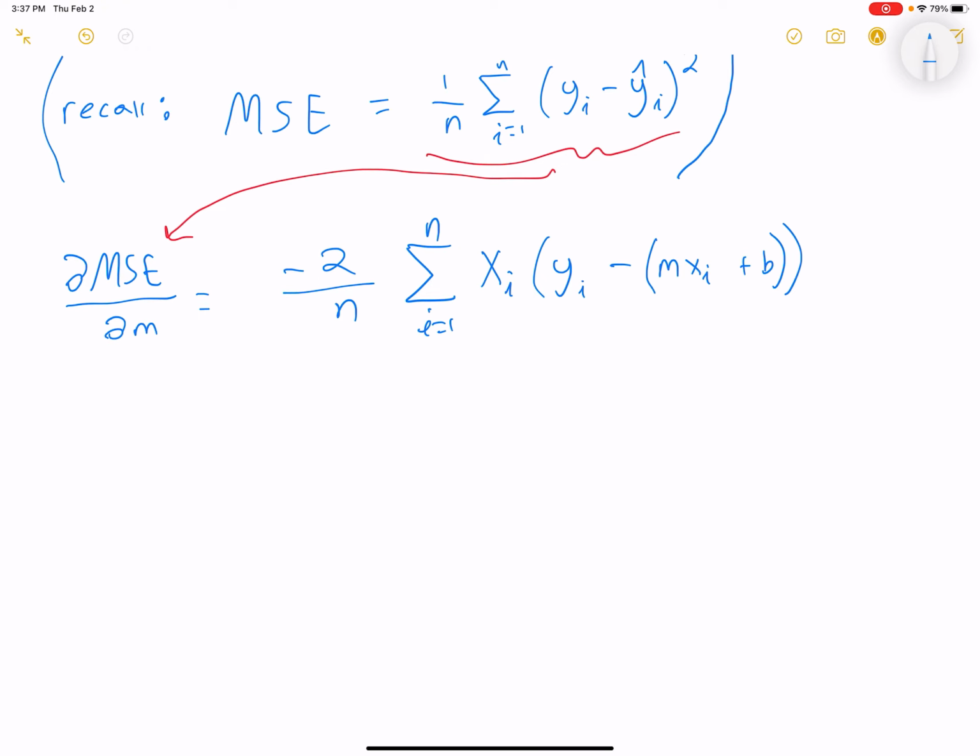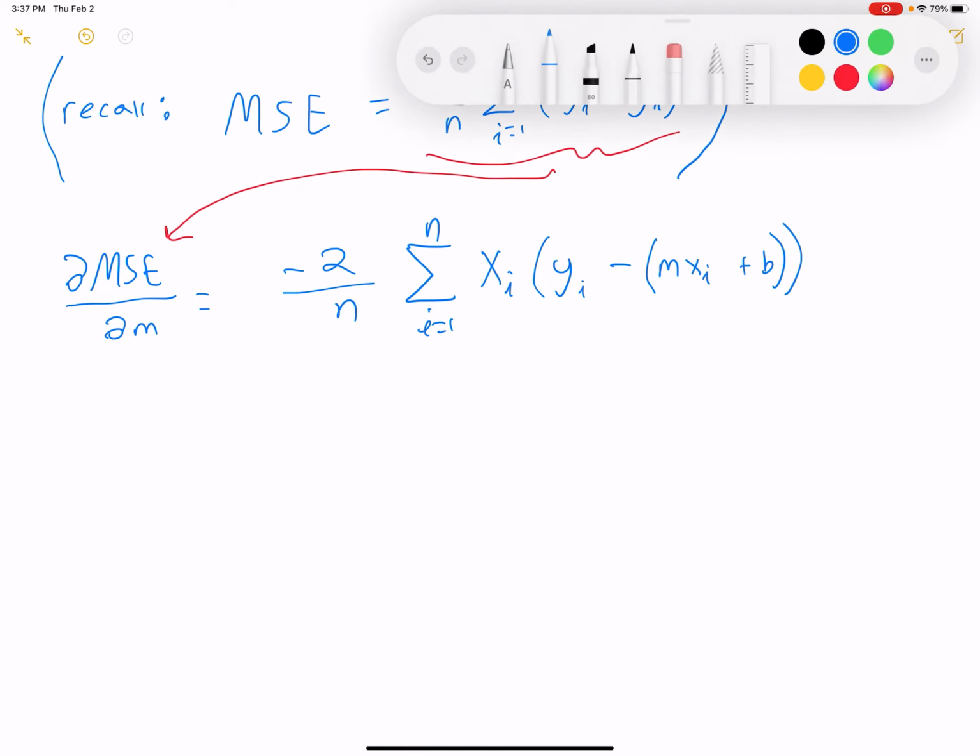If you know derivative rules, it makes sense. We're just replacing y hat with mx plus b, and then you put the 2 in the front, and the exponent goes away, and then with the chain rule, you take the derivative of the inside. So if you know calculus, that's all that is. And this simplifies, actually, that's simple enough. So that's our equation, and we do the same thing for b.